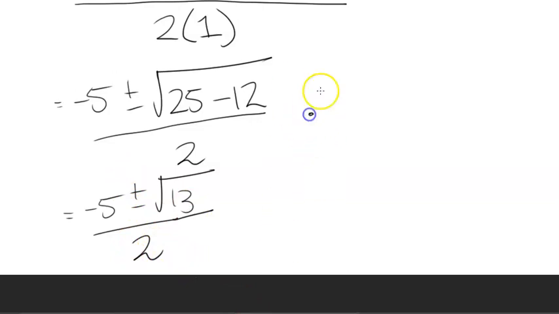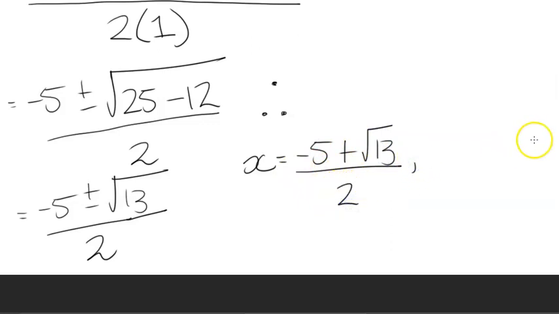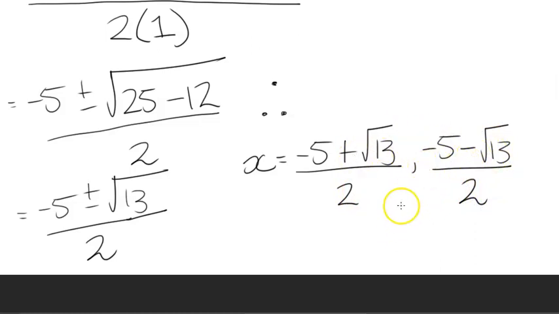So therefore, now how you write this, you can write it in two ways. You can write therefore x is equal to, and just write this, or you can write the two plausible solutions: x is equal to minus 5 plus the square root of 13 over 2, comma, minus 5 minus the square root of 13 over 2. So you're indicating to the reader that there are two plausible solutions, one's a plus and one's a minus, or you can write it as the plus or minus square root of 13.